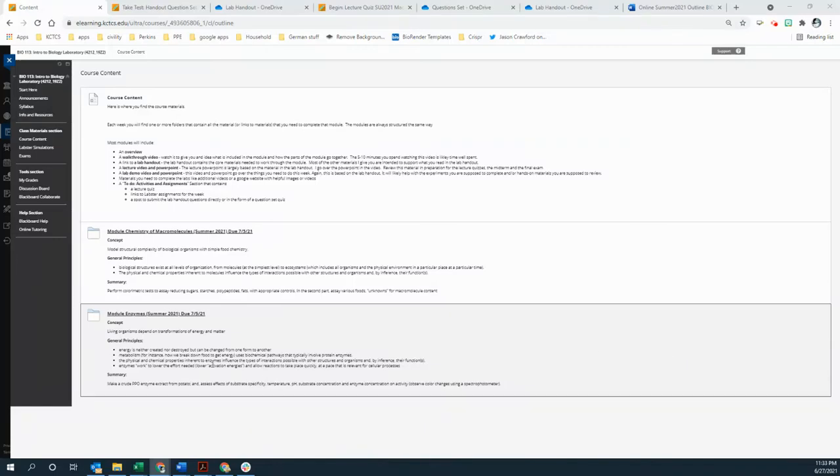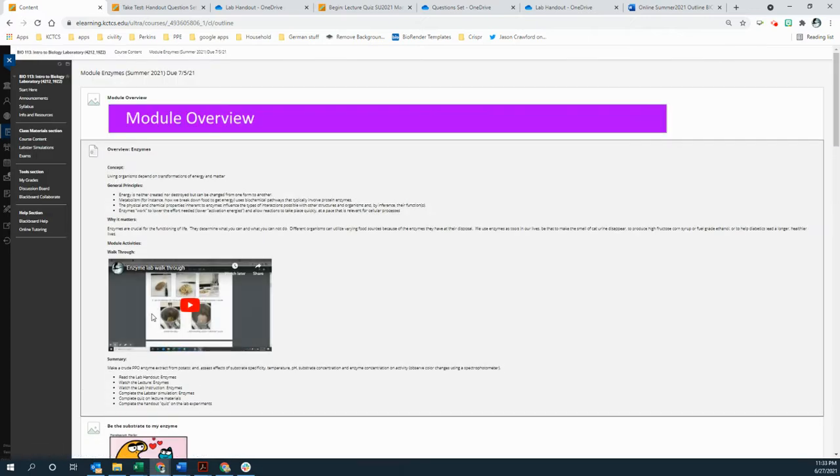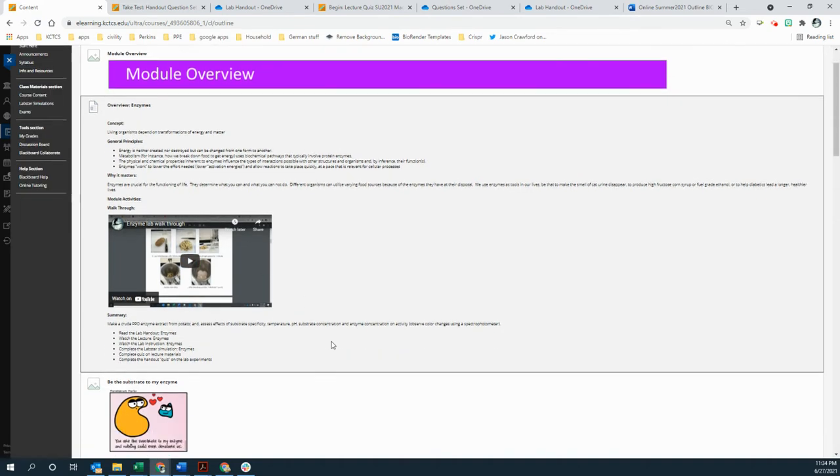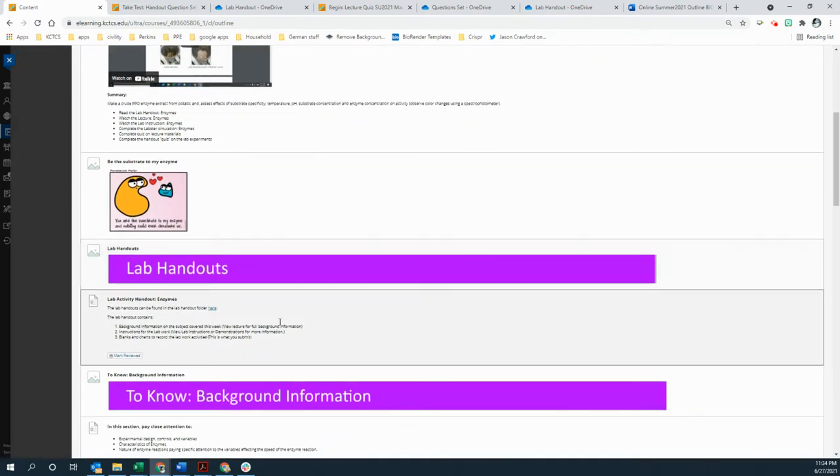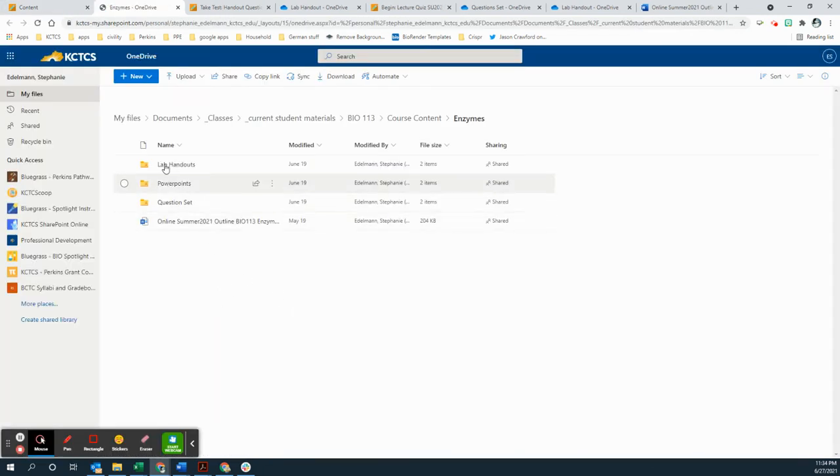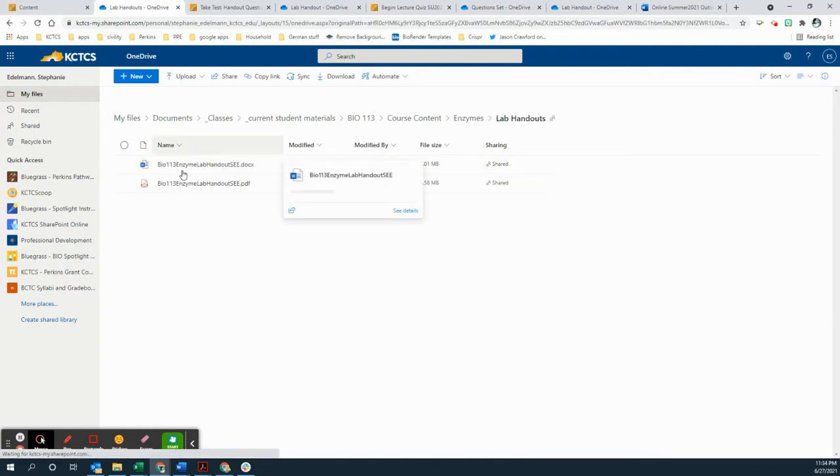The next walkthrough is going to be the enzyme lab, and that's going to be the first one that's going to be conceptually a little bit interesting. So the walkthrough is going to be right here. And again, you've got a lab handout. In the lab handout, this time, again, you just click on it and you get to the lab handout.